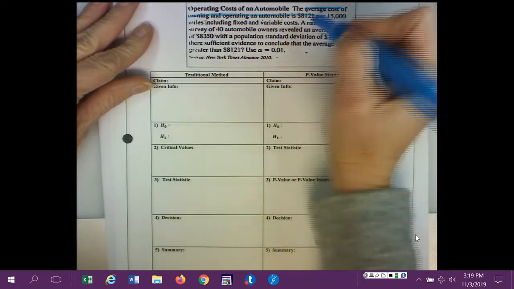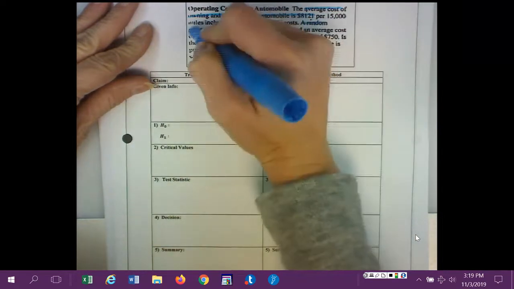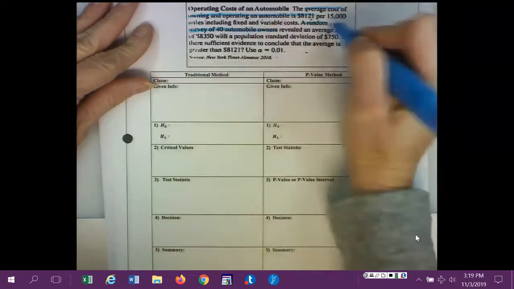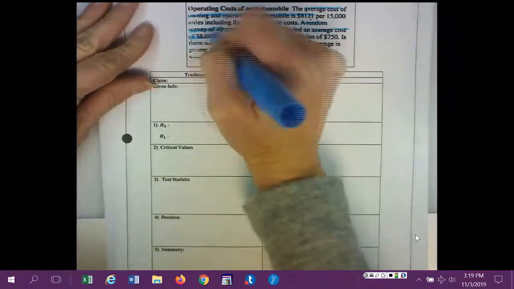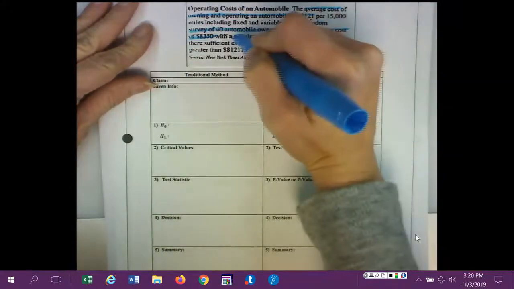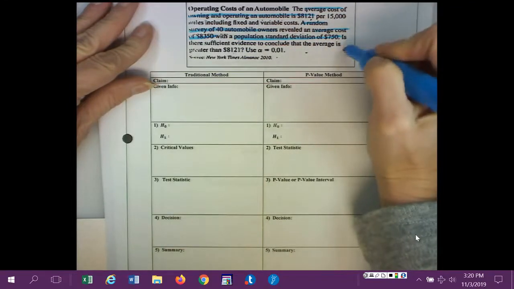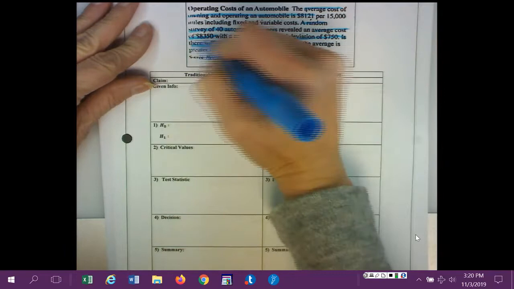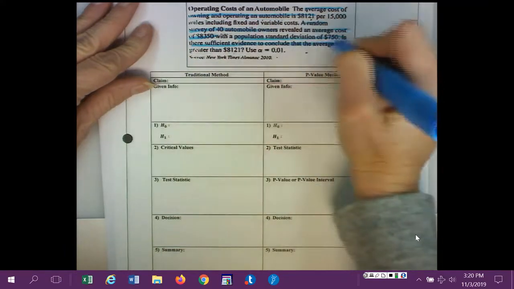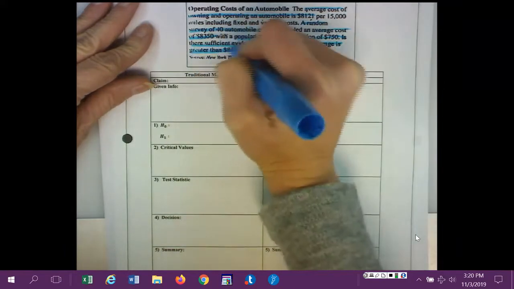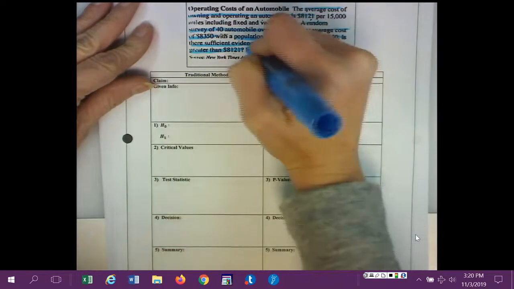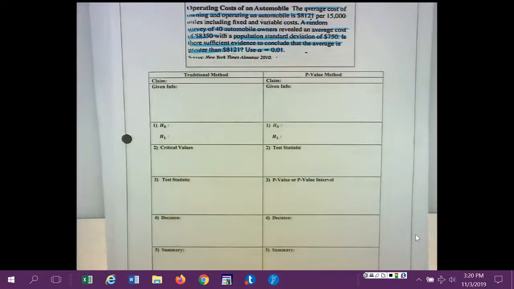A random survey of 40 automobile owners revealed an average cost of $8,350 with a population standard deviation of 750. And then here's the last statement or question. Is there sufficient evidence to conclude that the average is greater than 8121? Let alpha be 1%. Now, alpha is what the researcher sets in this hypothesis testing situation.